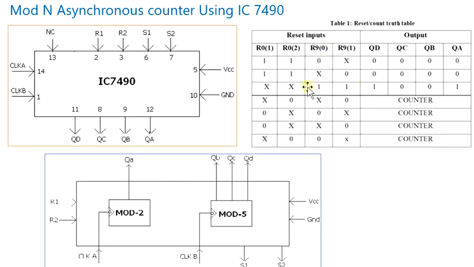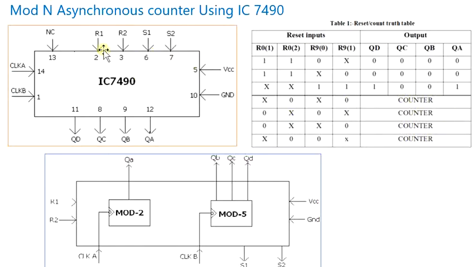Now if you consider any one of the reset pins, R01 and R02, and one of R9, if either of them is at low, then the counter will be in the counting mode. So the reset and the count table shows the basic working of this particular IC. You can see that if any of the reset pins is at logic 0, the counter will start counting, otherwise it does not count.